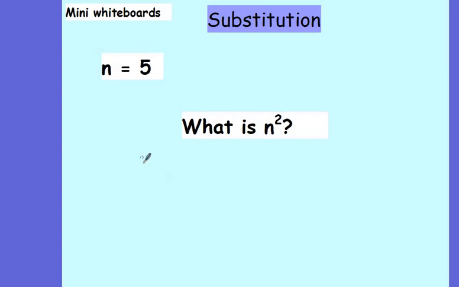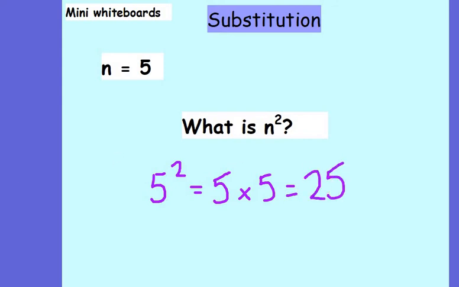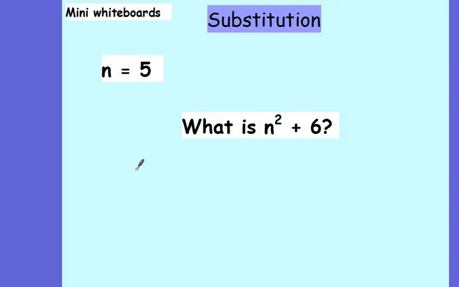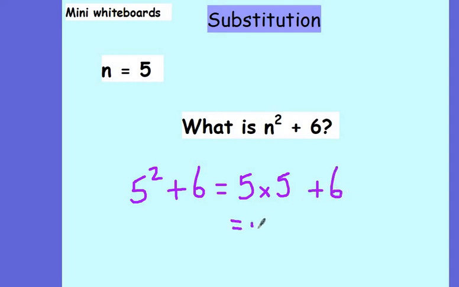If n is 5, what is n squared? Wherever we see an n, we need to write the number 5. So we've got 5 squared, which is 5 times 5, which is what, Ryan? 25. Very wise. Next up, what is n squared plus 6? Wherever we see an n, we need to write the number 5. 5 squared plus 6 is 5 times 5 plus 6, which gives me 31.